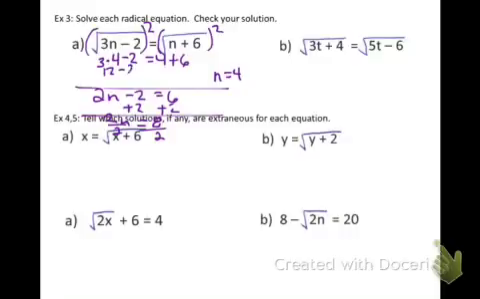12 minus 2 equals 10. So 10 equals 10. Yes, that works. So n equals 4 works.